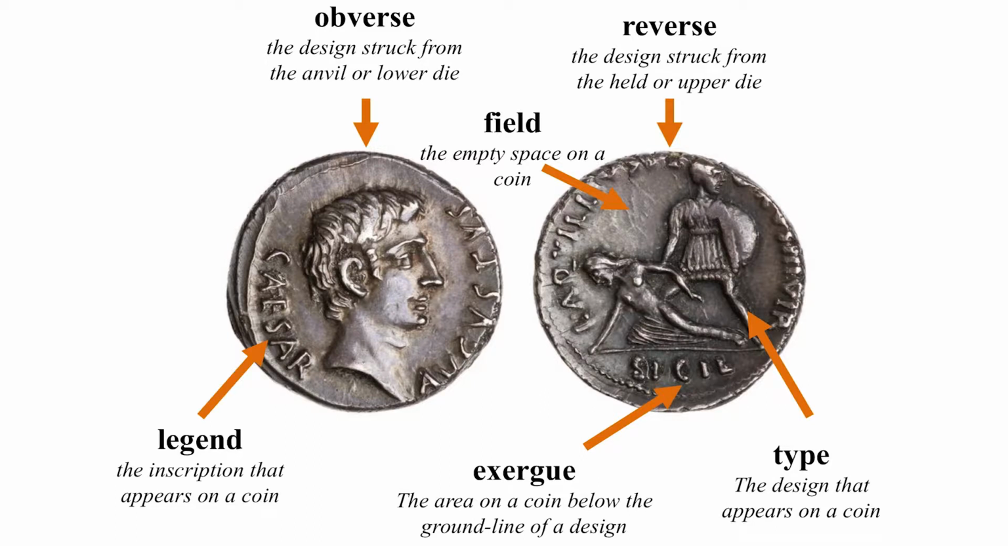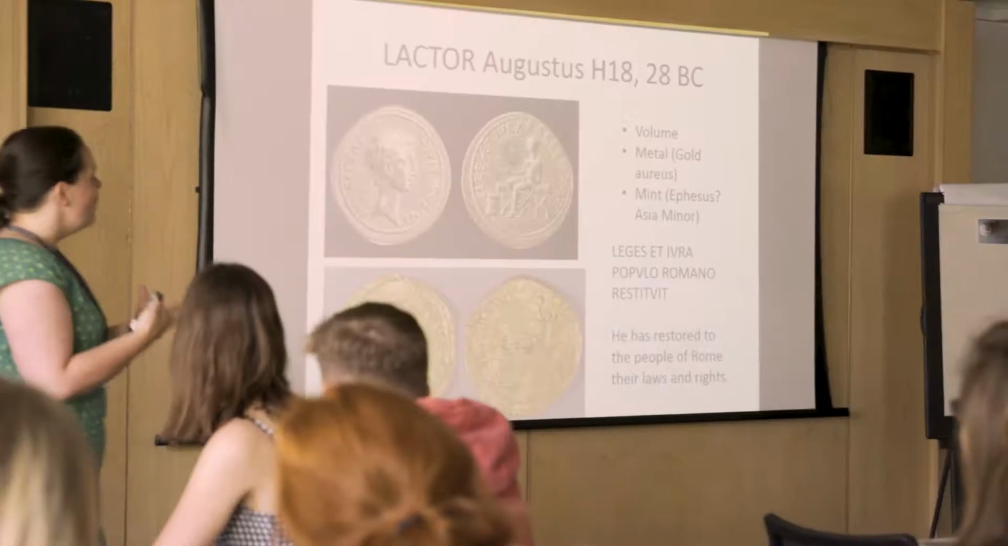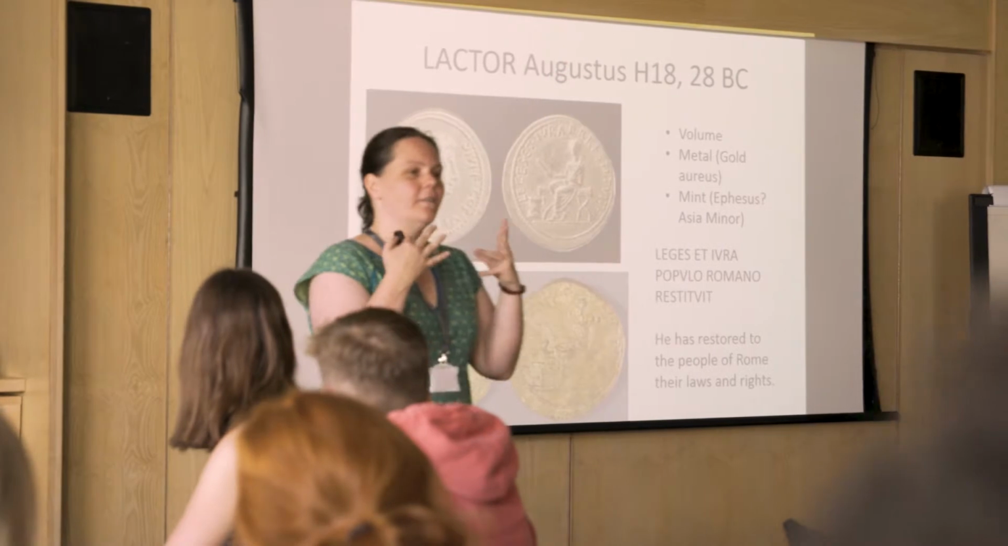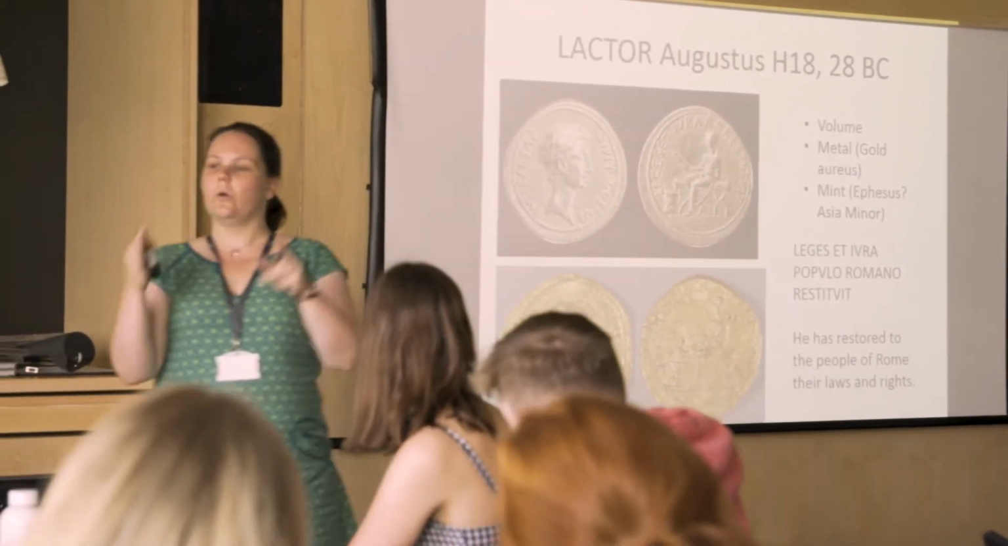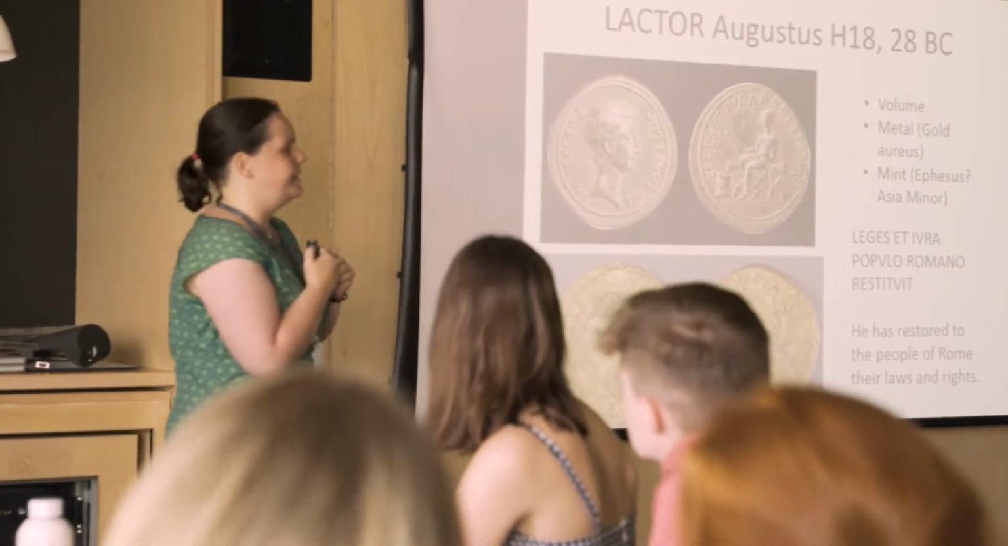And often on Roman coins, you have this very strange space beneath the line here. This is called the exergue. So I wanted to get us thinking about some things to consider when studying ancient coins. One thing to think about is volume, particularly for Roman coins. Not all coins were produced in the same quantities.